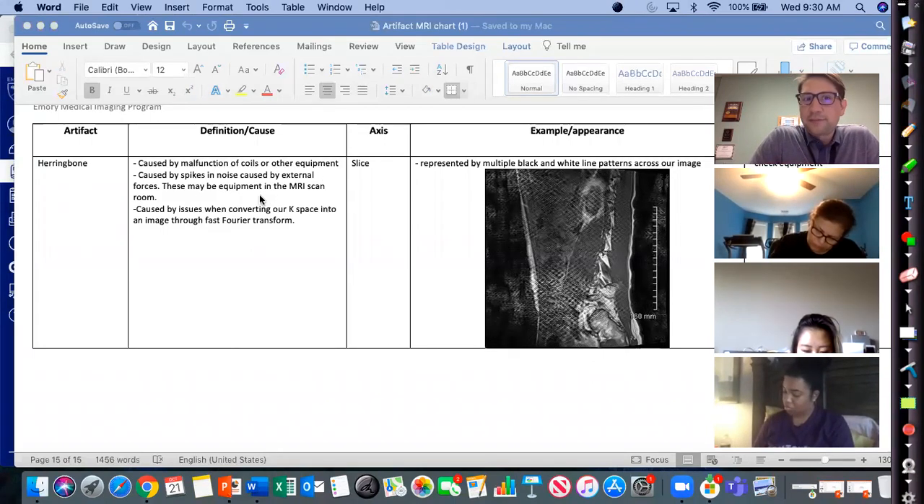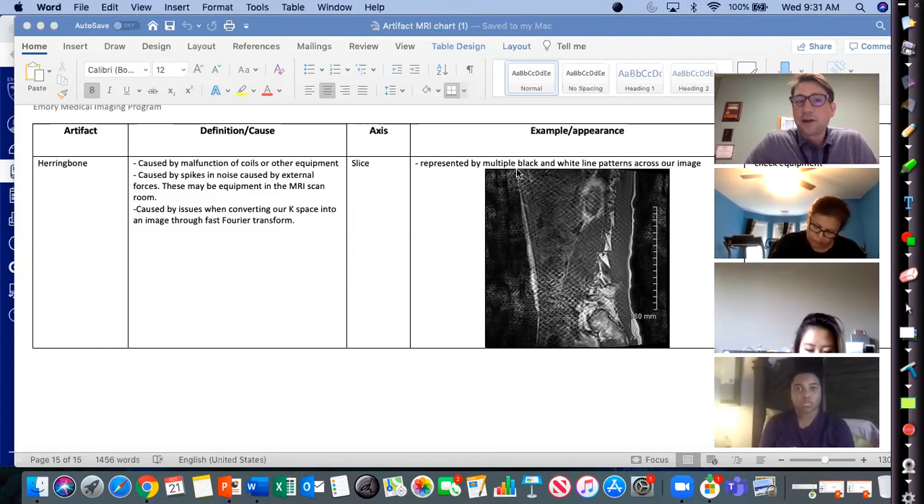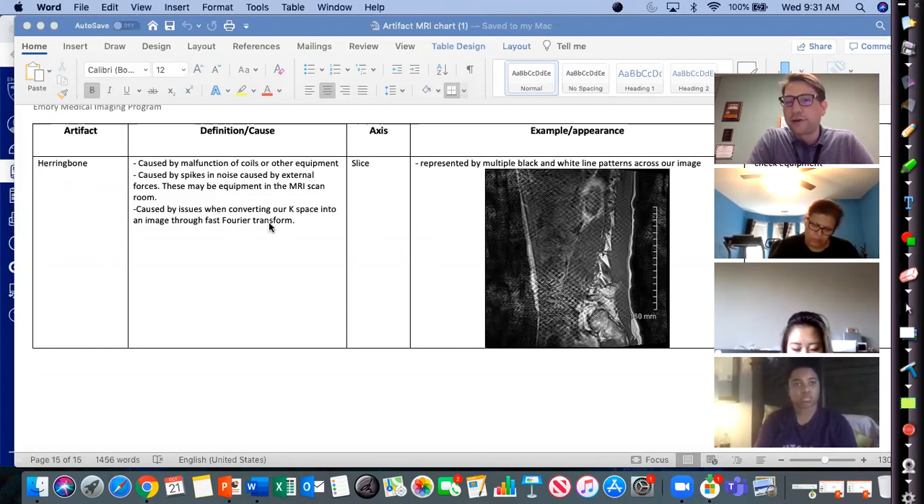This is caused by spikes in noise caused by external forces. These may be equipment in the MR scan room. So there might be some extraneous RF, but that's really more for zipper artifact. But let's just say some of the equipment's not functioning appropriately. It could be causing this artifact. It's also sometimes caused when you are converting our image in K-space into our actual image. So there's an issue with the fast Fourier transformation.